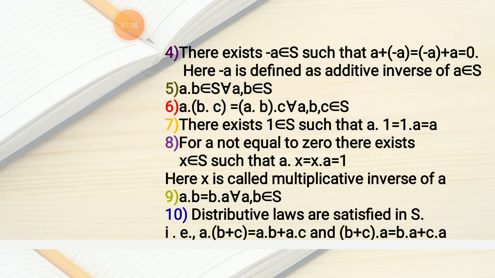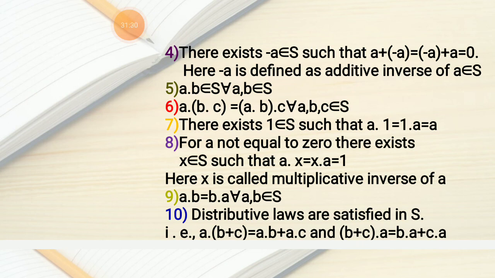For any a not equal to 0, there must exist x belongs to S such that a into x equals x into a equals 1. Here we say x is the multiplicative inverse of a. This is called the multiplicative inverse law, or inverse law with respect to multiplication. The ninth one is a dot b equals b dot a, which is the commutative law under multiplication.